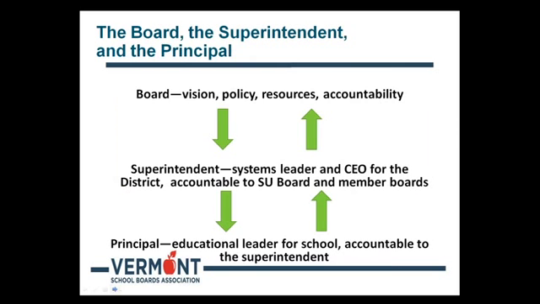Absolutely. So let's look at really the complexity that underlies these relationships. It's kind of structural. So this graphic shows that the board really is responsible, like we said earlier, for the vision and the policy and the accountability and the resources for this system. And then you have your superintendent, your systems leader, we say sometimes the CEO for the district, who is accountable to the supervisory union board as well as to member district boards. So there's some complexity inherent just in the role of the superintendent. Then you have your principals, who are the educational leaders for the schools, who are accountable to the superintendent.